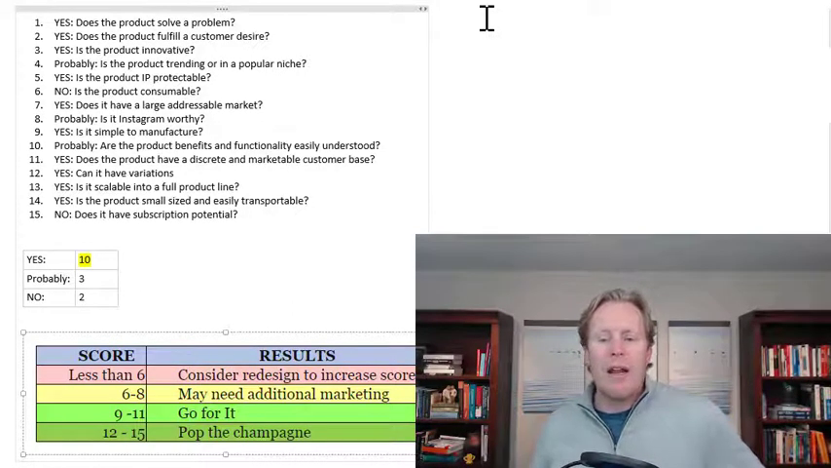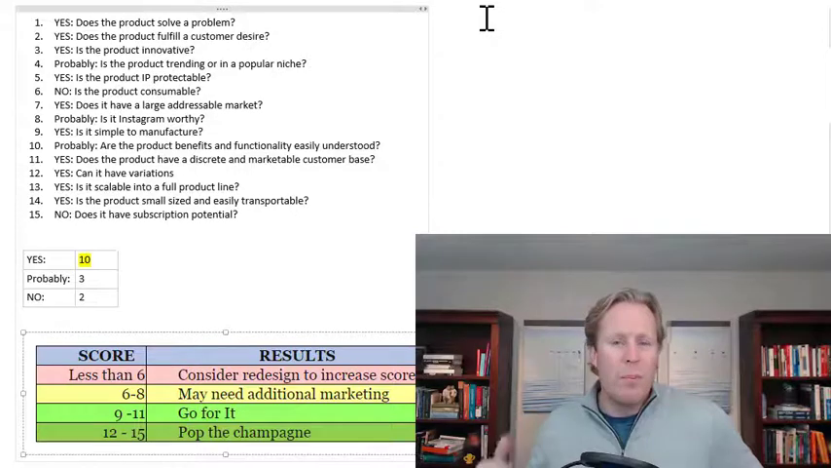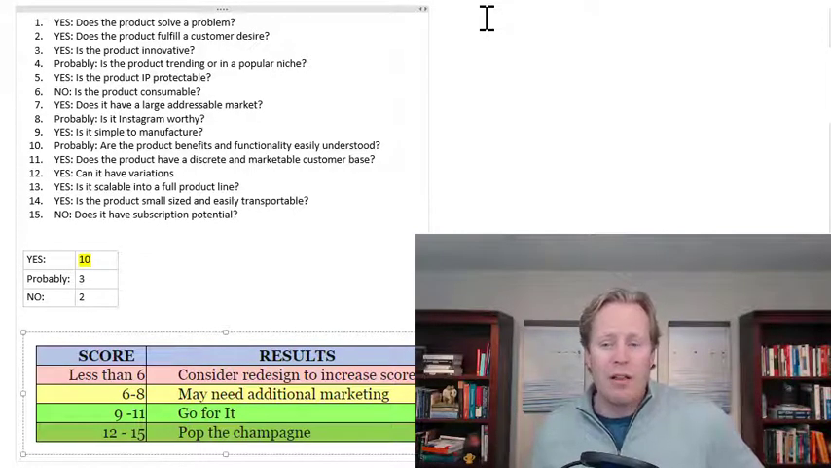Is the product innovative? And in this sense, I think that means, would people see it as new? And also, would you be able to get a patent on it potentially?